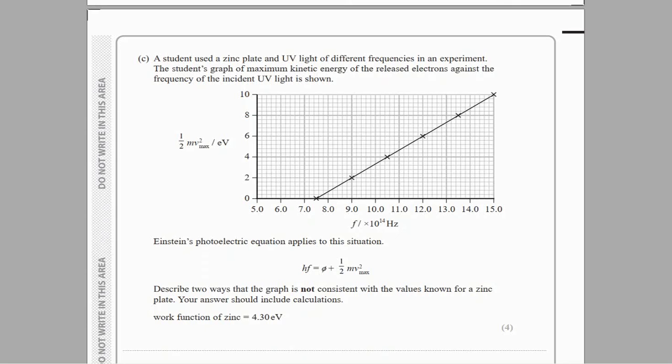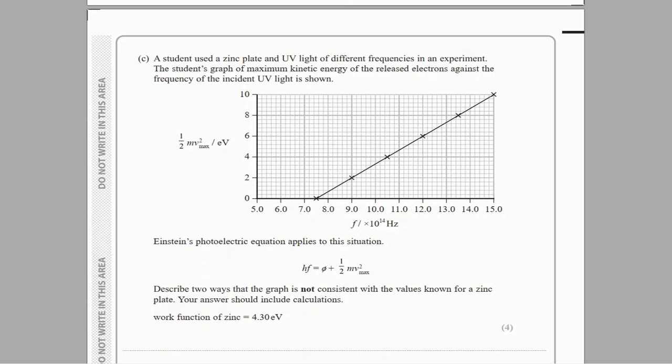And using this value of threshold frequency, as in 7.5 times 10 to the power 14, I can find out the energy of the photon, and that will be equal to the work function. And once I have done that, I can check whether my value of work function matches with the work function of zinc. If it matches, then there wouldn't have been a problem, but you'll see that it doesn't match, and that is one of the ways the graph is not consistent. Step 1. Let's move on to the next step.